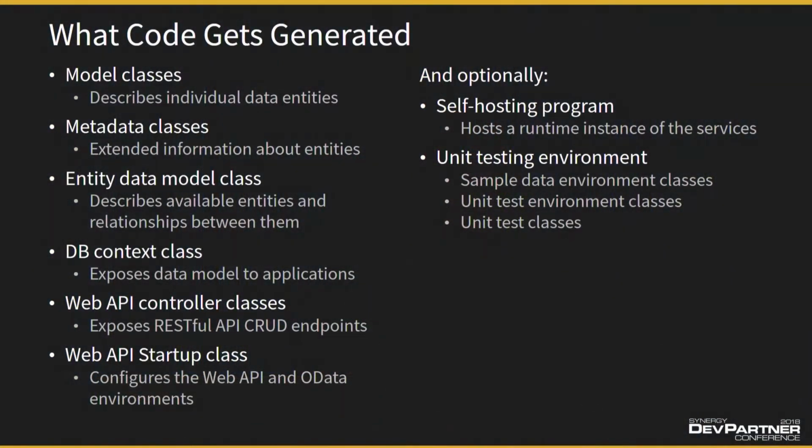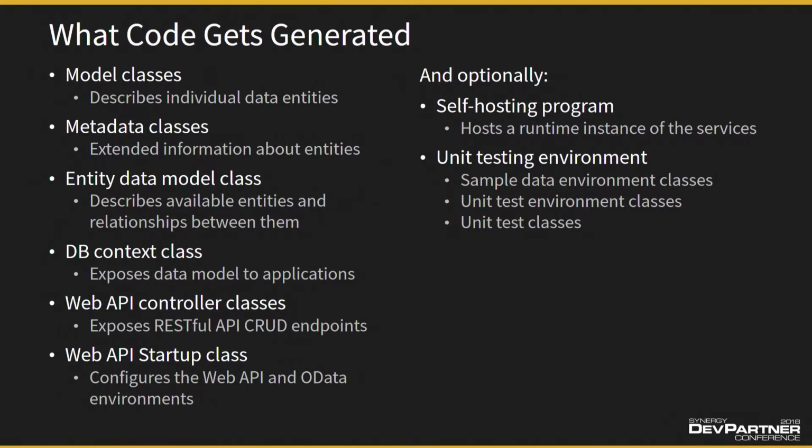But we generate data model classes that describe your data structures in an OO form. We generate metadata classes that provide extended information to the EF provider about your data. We generate entity data model, EDM classes. We generate DB context, which is an instance that exposes your data at runtime to the application. We create web API controller classes, or actually OData controller classes.